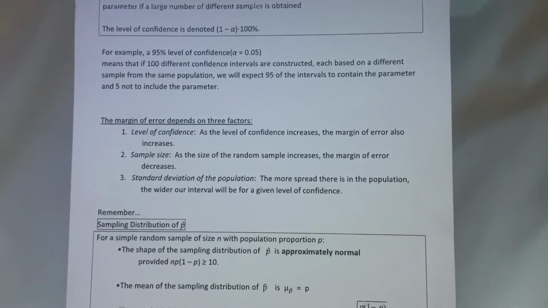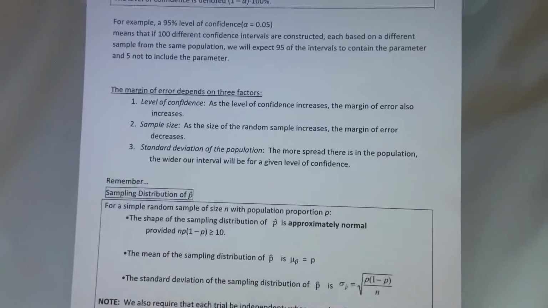Means that if 100 different confidence intervals are constructed, each one may be a little different because it's different samples, but 95 of them should have the parameter and 5 should not. Now, the margin of error depends on 3 factors: your level of confidence.